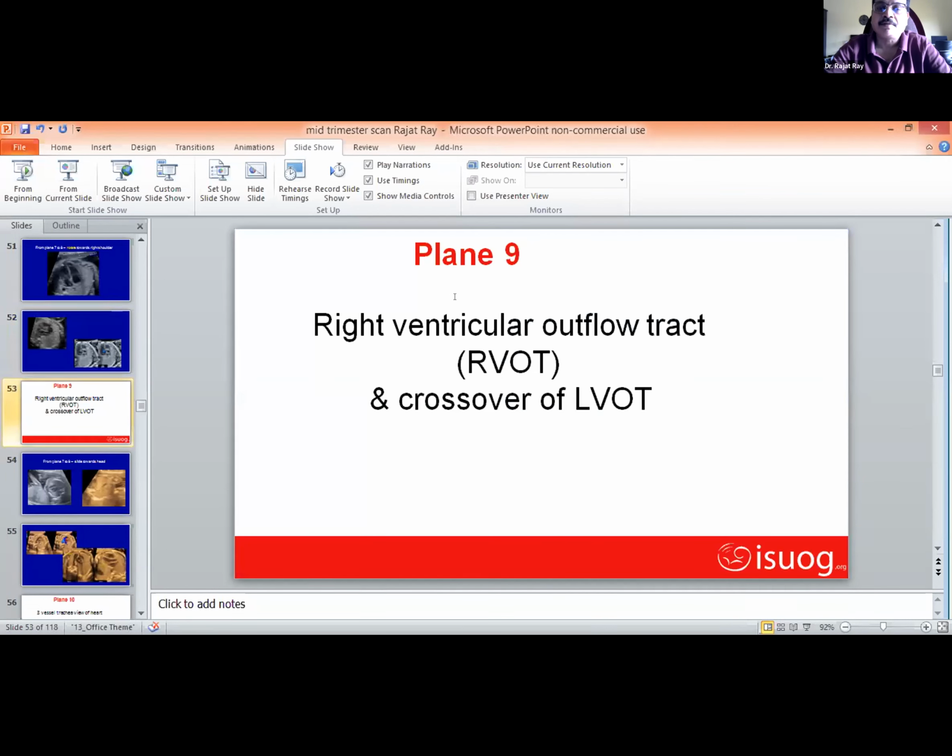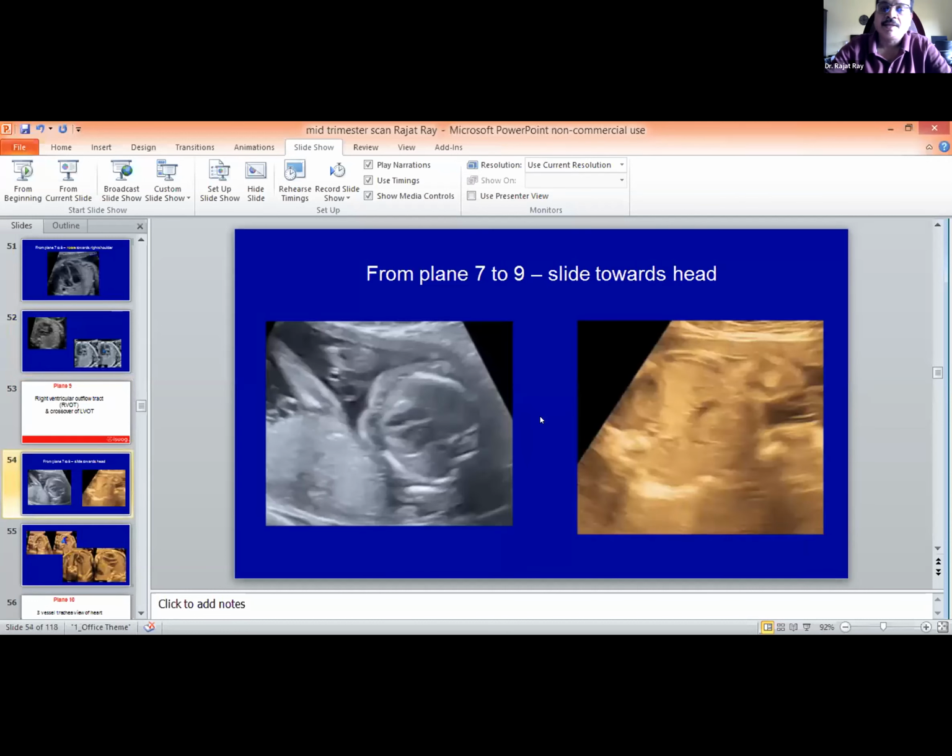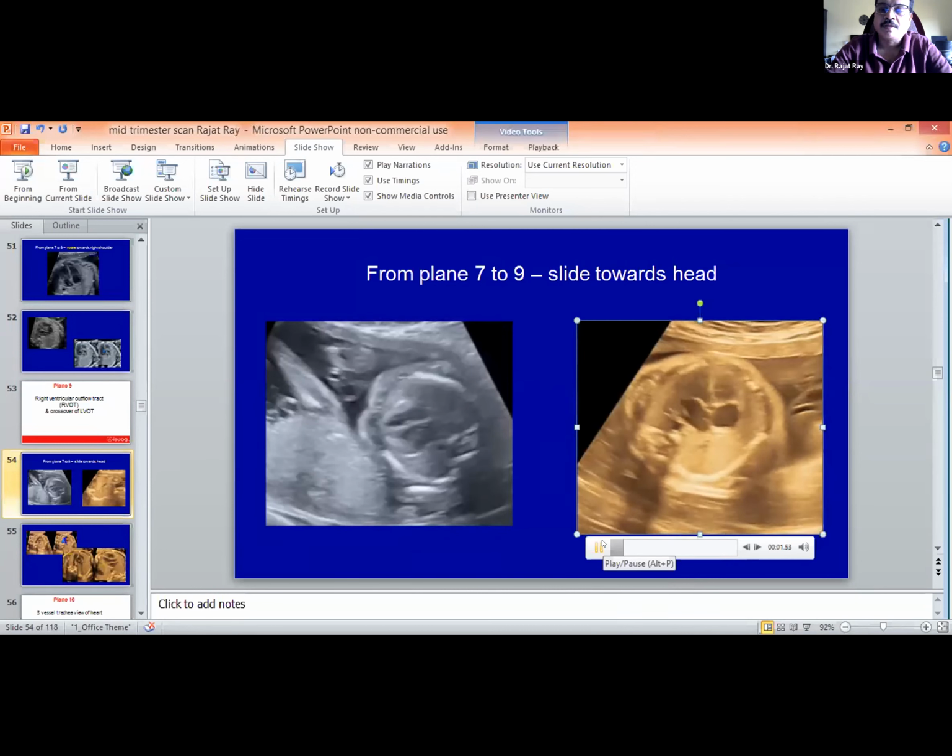Then plane 9 is the RVOT, or right ventricular outflow tract, and crossover of the LVOT. So how to get that? Again from plane 7 to 9, just slide towards the head. You go transversely and slide towards the head, you will get this RVOT. This is four chamber.